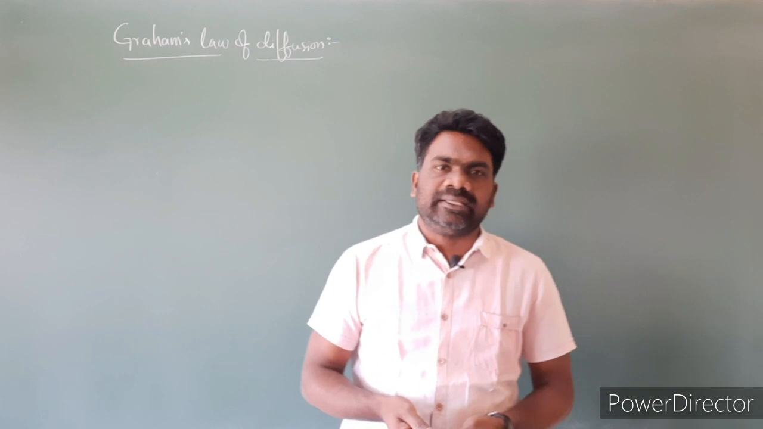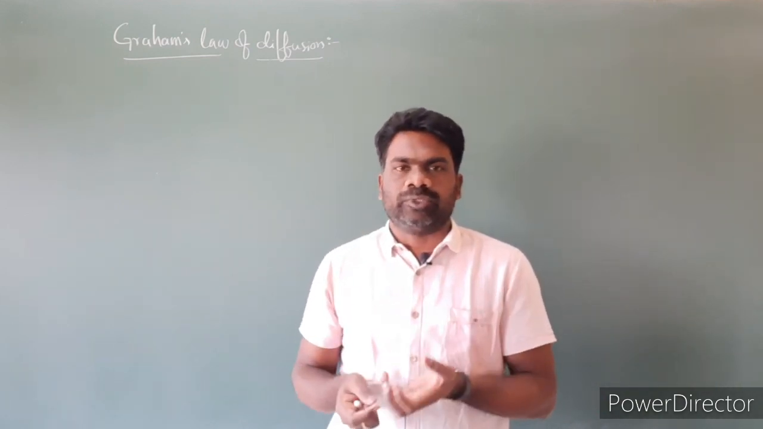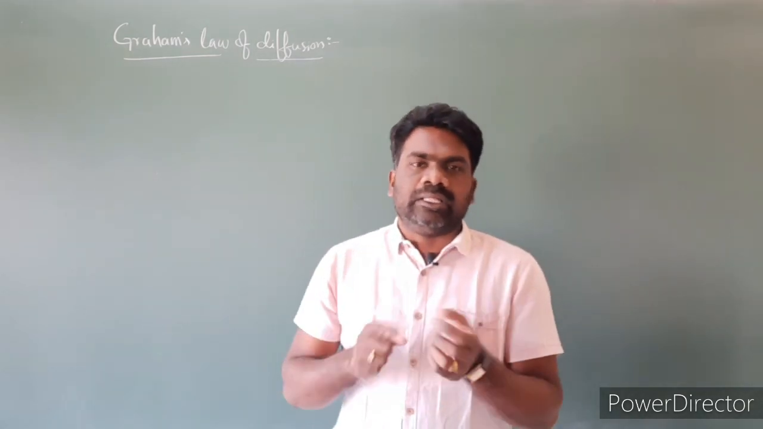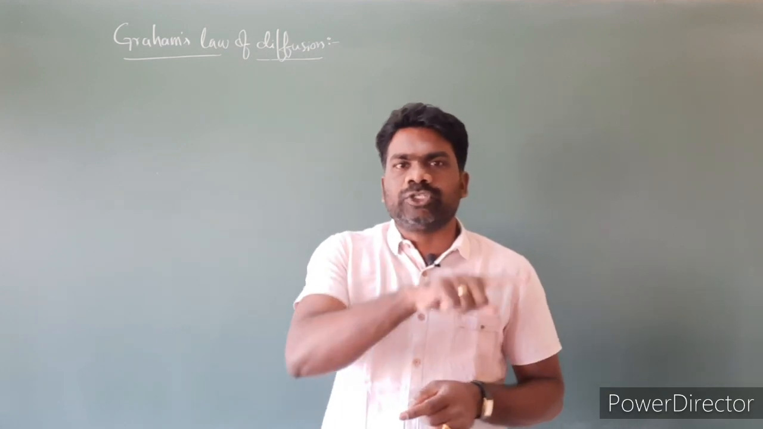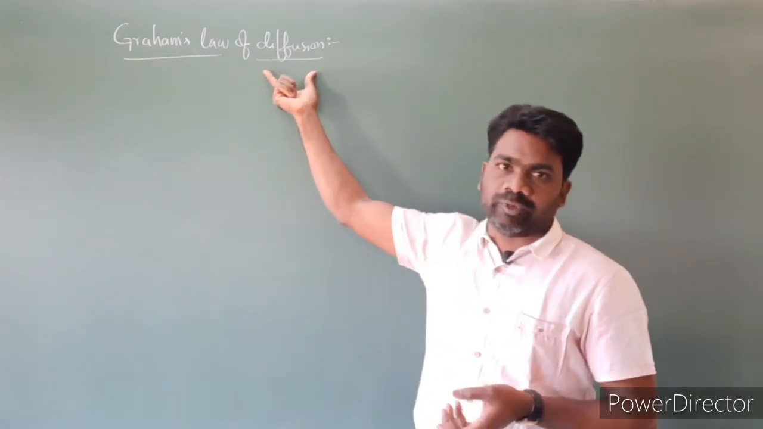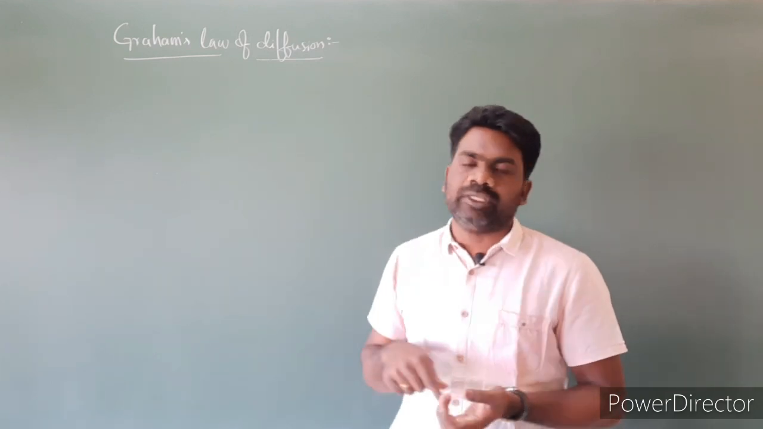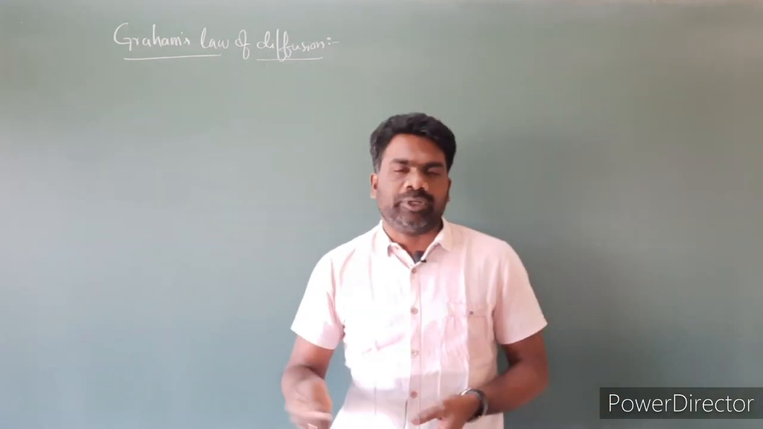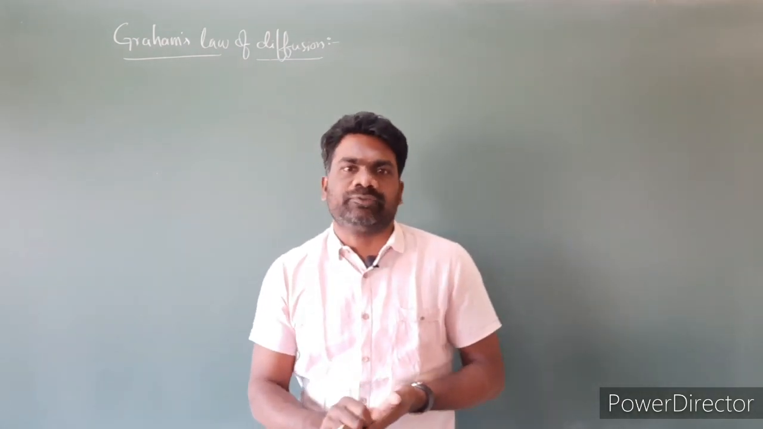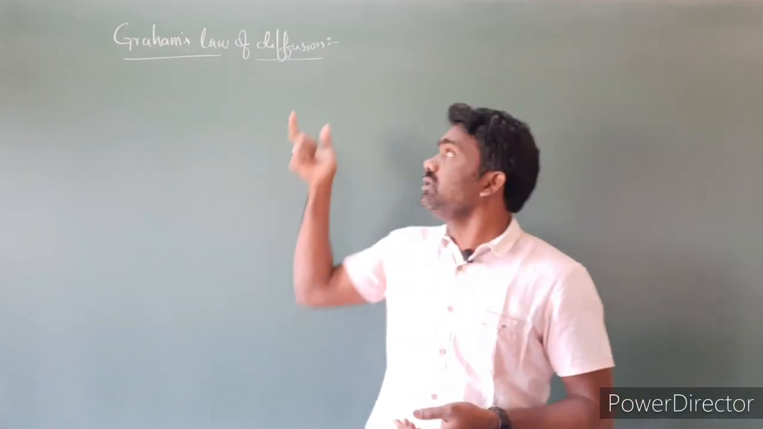Let us understand by taking an example. I am taking a perfume bottle. Suppose I kept a perfume bottle in a room and the lid of the perfume bottle is opened. The fragrance of the perfume is distributed throughout this room. So this is because of diffusion. You can take one more example, H2S. H2S has a very bad smell. The bad smell spreads throughout that room because of diffusion.